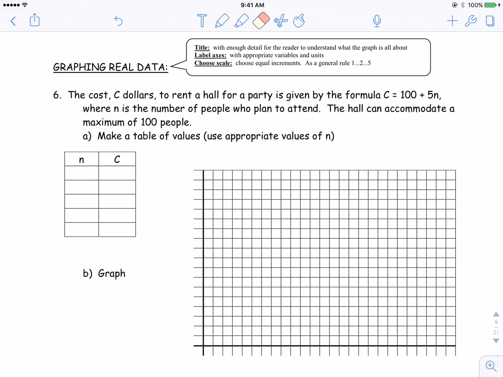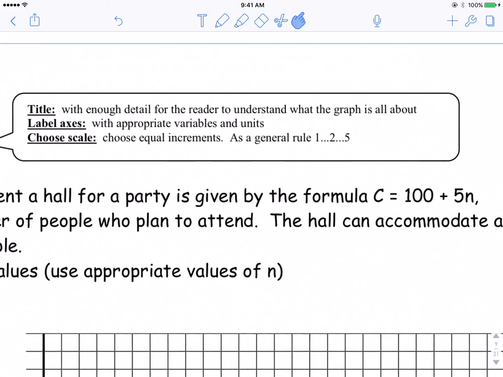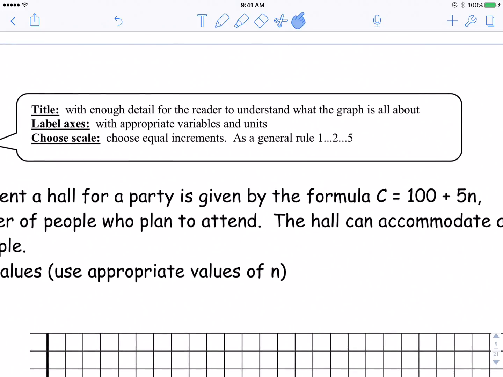Last video here, number 6, graphing real data. Remember, when you're graphing any real data, you need to make sure that you have a title for your graph. You need to have labels on your axes. You need to choose a scale that fits on your graph.